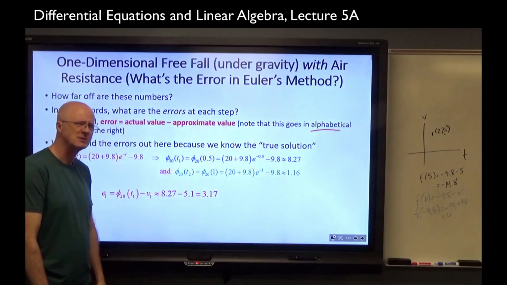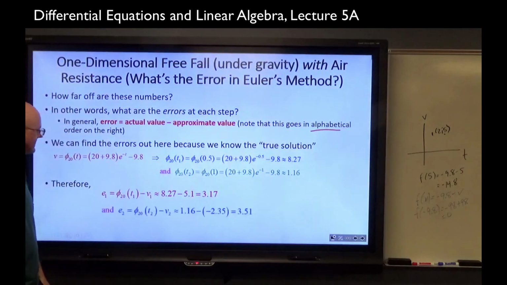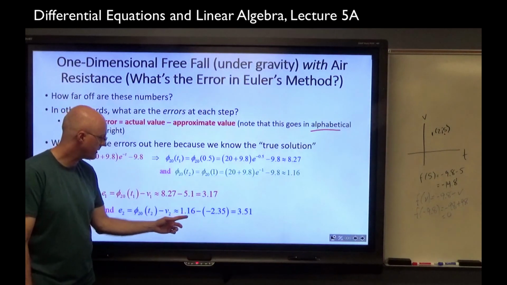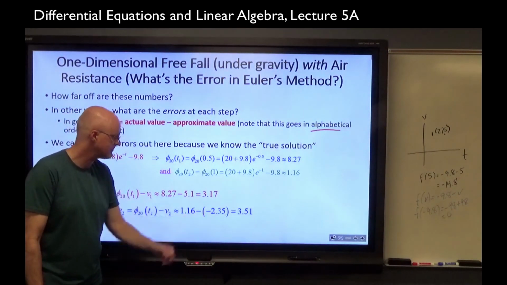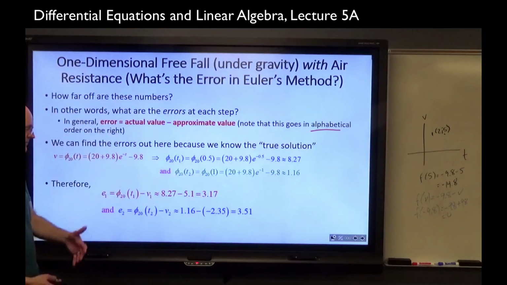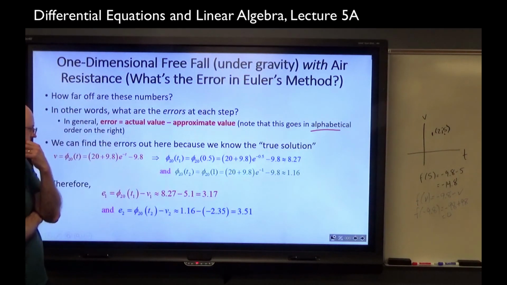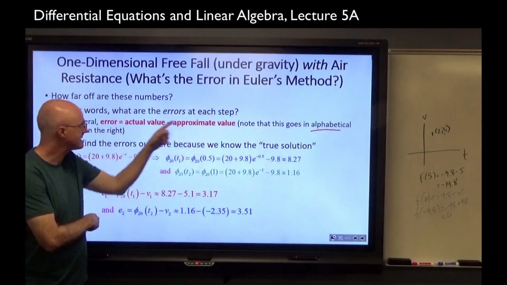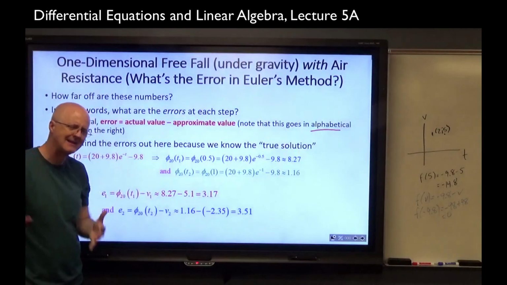Not too small, we'd like it to be smaller than that. And the error at step 2 is even bigger. E2 is actual minus approximate. 1.16 minus negative 2.35 is positive 3.51. It's getting bigger in absolute value. Errors can be negative. If the approximate value is too big, then this difference would be negative, and you want to keep track of that kind of thing.